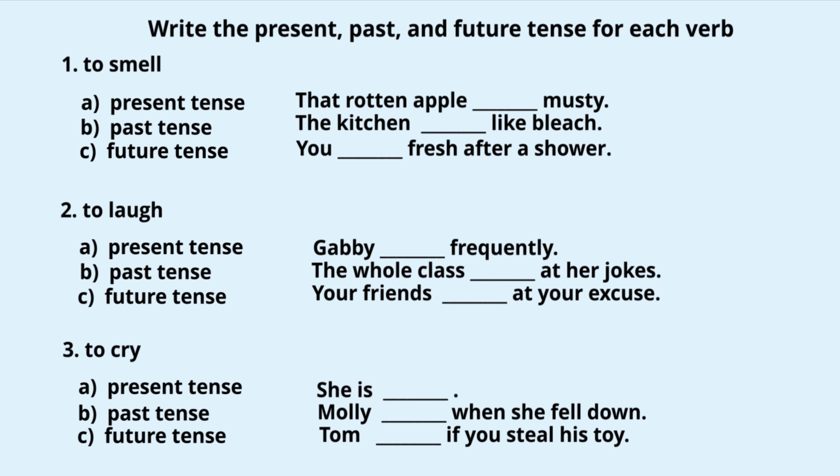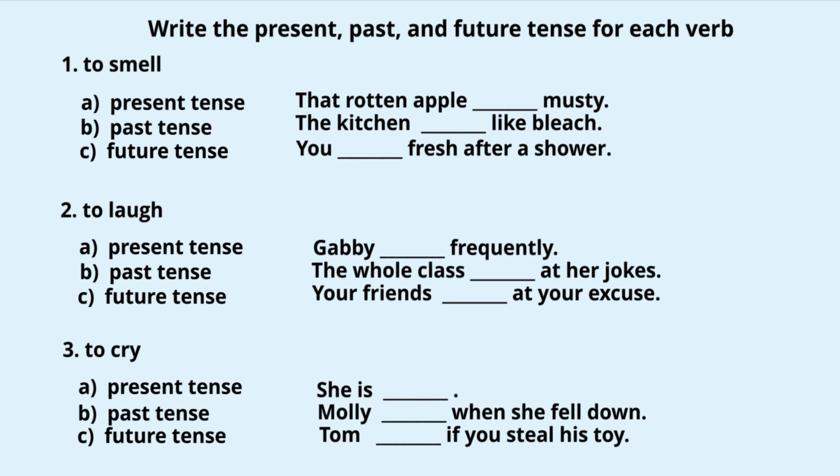Now let's do this exercise. Write the present, past, and future tense for each verb. The base verb is to smell. The first sentence should be in present tense. That rotten apple smells musty. What does musty mean? Musty is stinky, smelly. That rotten apple smells musty. So, smells would be the present tense.